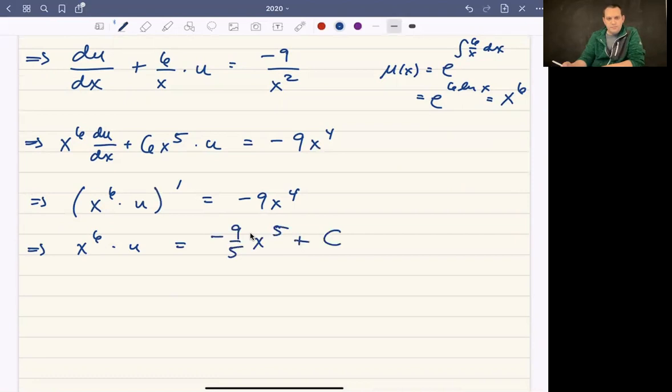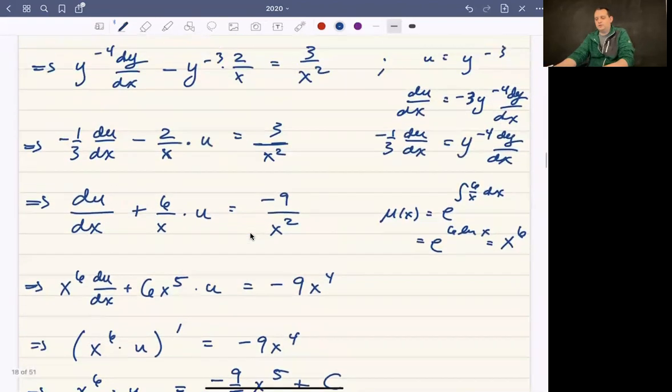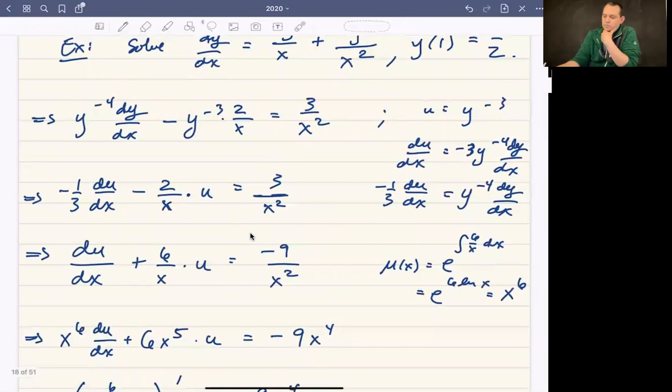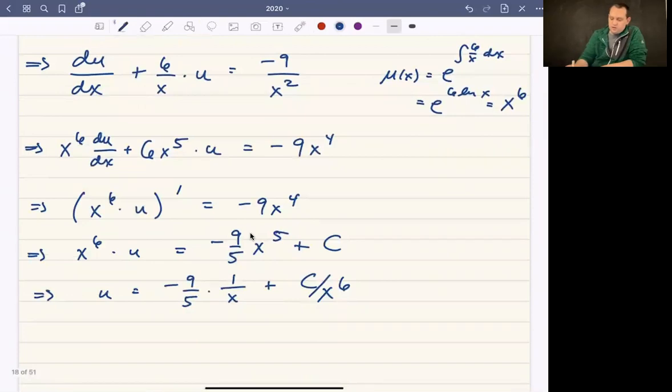And now we're ready to divide both sides by x to the 6th. So we'll end up with u is negative 9/5 times 1 over x plus c over x to the 6th. And then finally, we're going to substitute back. Remember that our substitution was u was y to the negative 3. And so if this is our expression for u, that means that this is y to the negative 3. So this is negative 9 over 5x plus c over x to the 6th.